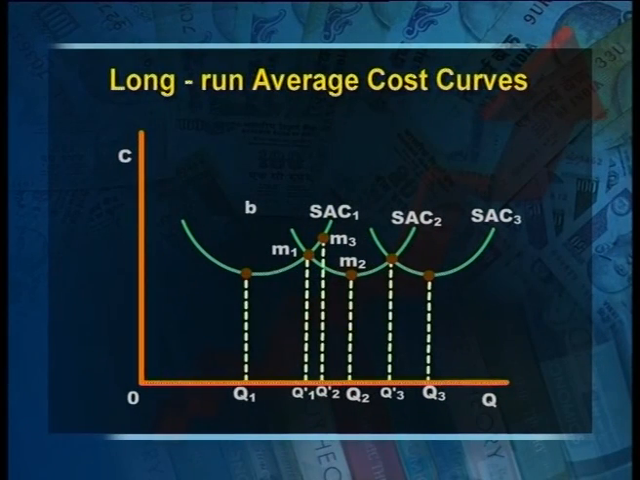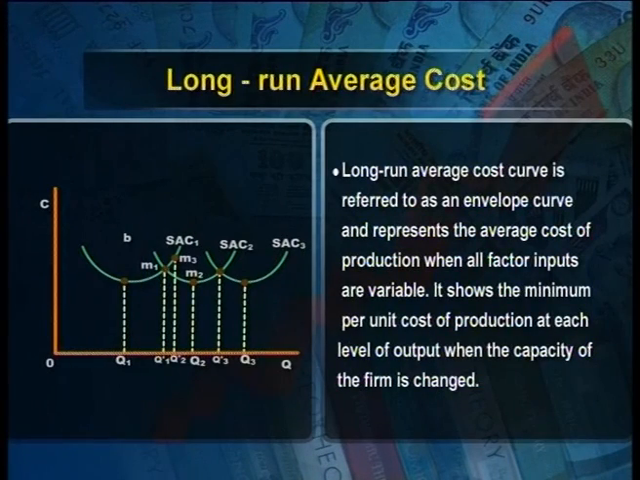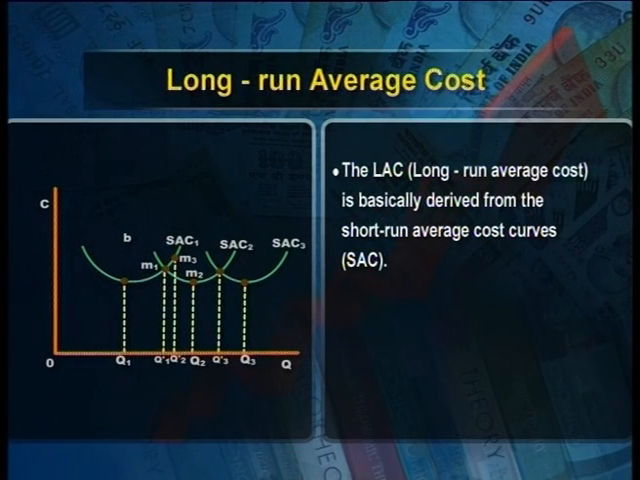First, we will understand what is long run average cost. The long run average cost curve is referred to as an envelope curve and represents the average cost of production when all factor inputs are variable. It shows the minimum per unit cost of production at each level of output when the capacity of the firm is changed. LAC, or the long run average cost, is basically derived from the short run average cost curves.